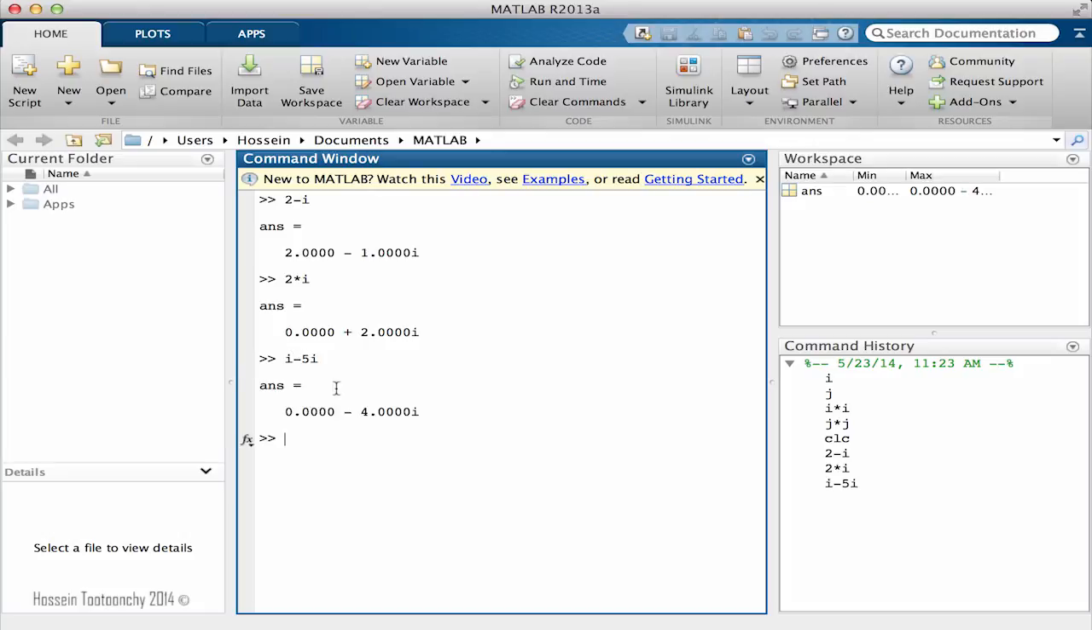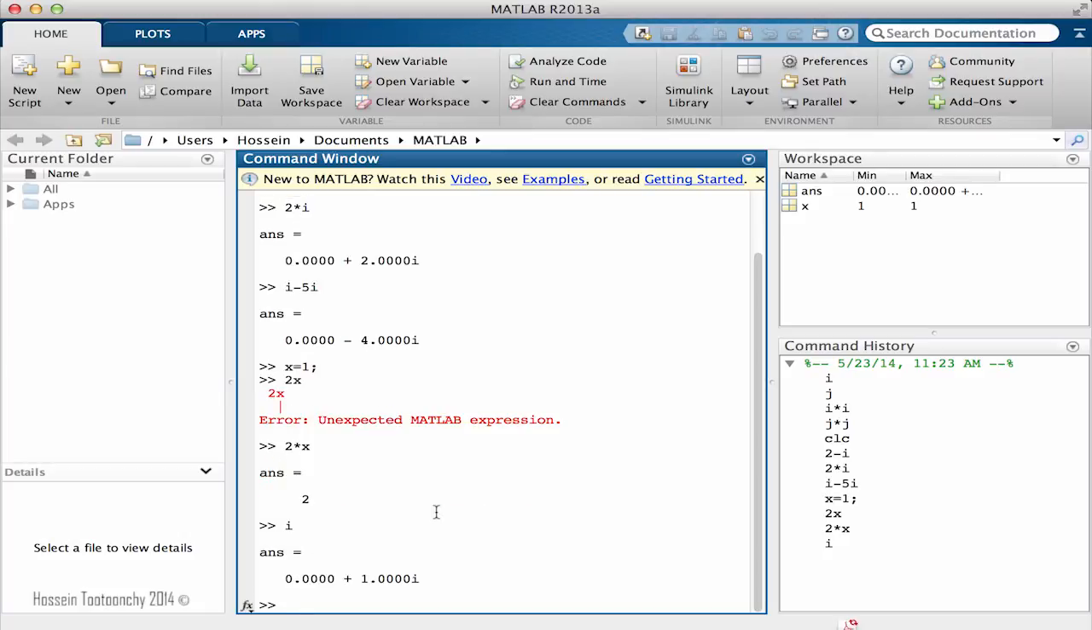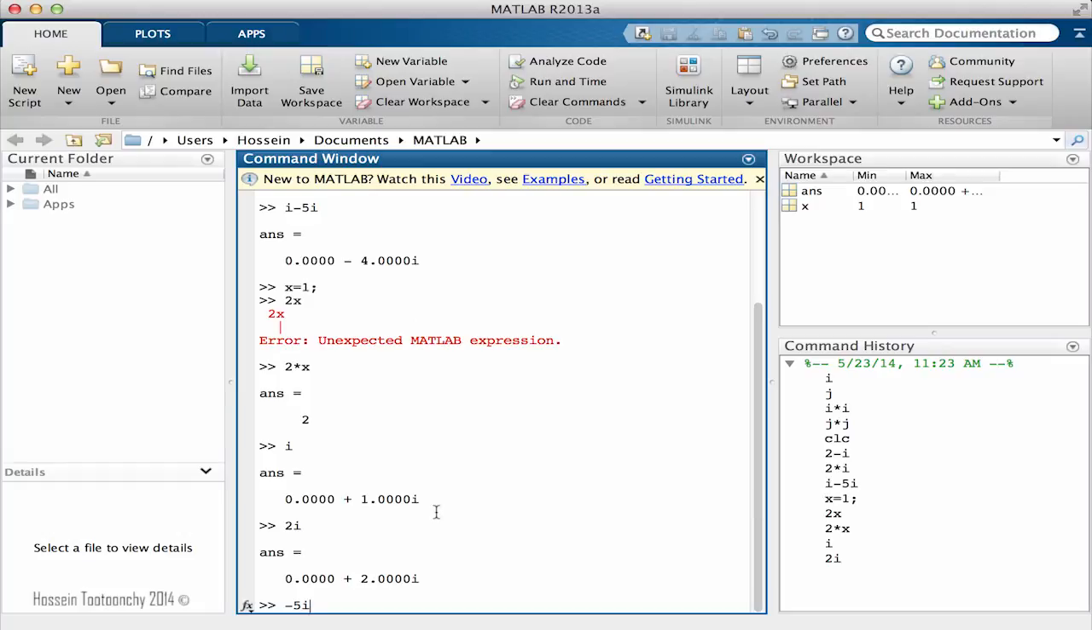If you pay attention, I did some calculations which are not normally what MATLAB does, and I'll explain why. Let me do it this way. If I define a variable, x equals 1, and then I say 2x, you see that MATLAB gives me an error. The reason is that 2x is not the normal way that MATLAB interprets input. In order to do that, I have to type 2, a multiplication sign, and x. If I do that, then MATLAB understands it completely. The reason is that i is introduced to MATLAB as a separate identity. So if I say 2i, MATLAB is totally fine with that. Minus 5i, the same thing.